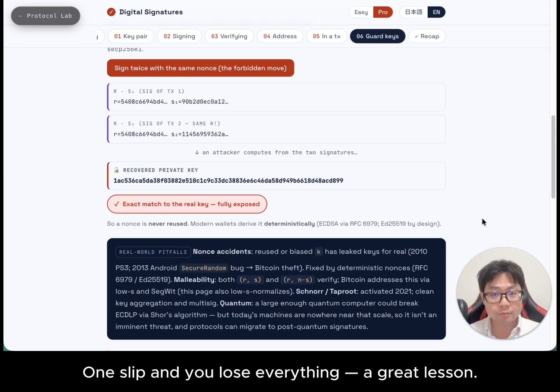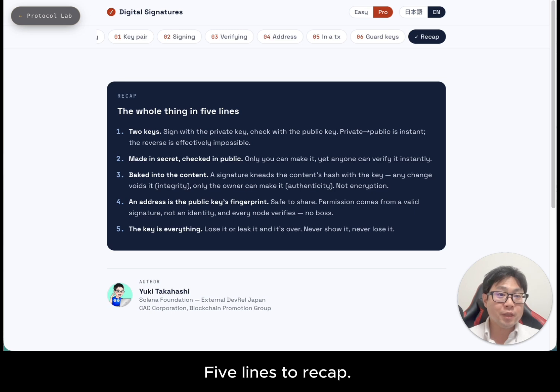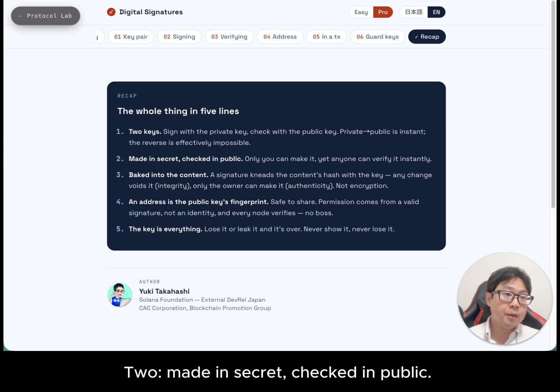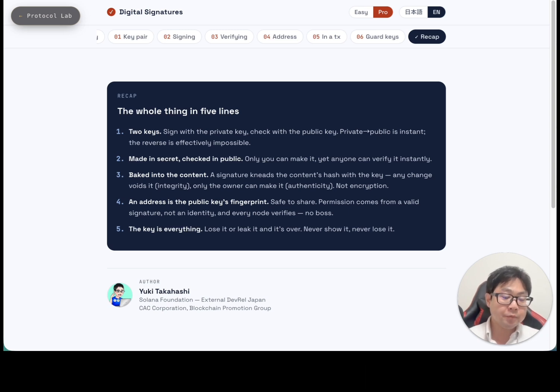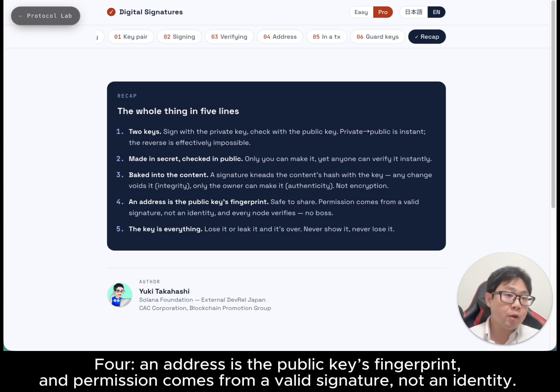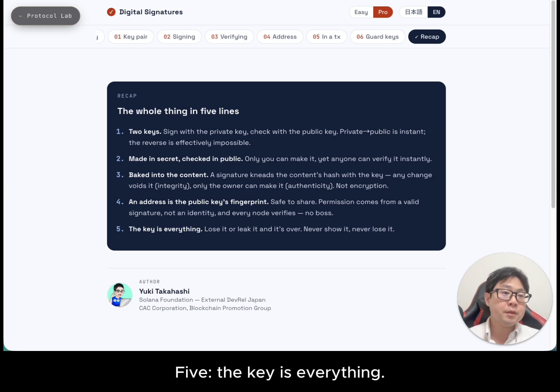A great lesson. Five lines to recap. 1. Two keys. Sign with the private, check with the public. 2. Made in secret, checked in public. 3. A signature is baked into the content, so changing one character breaks it, and it's not encryption. 4. An address is a public key's fingerprint, and permission comes from a valid signature, not an identity. 5. The key is everything.